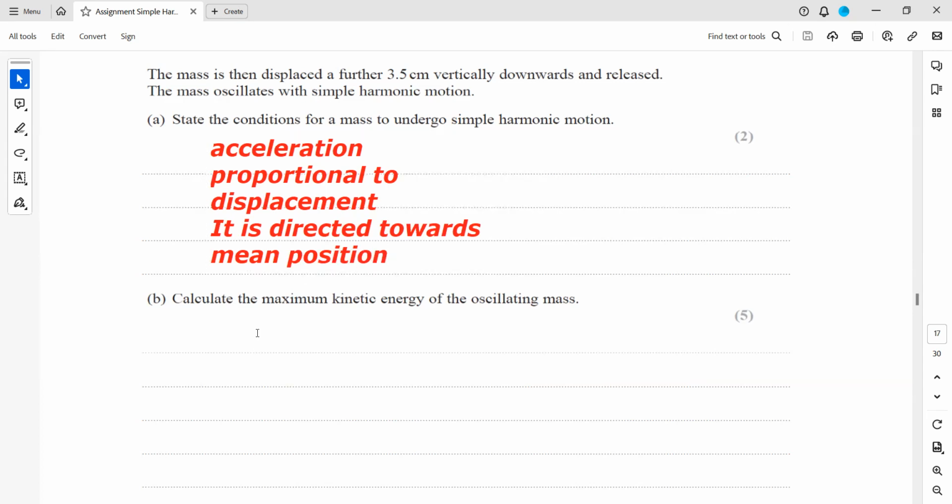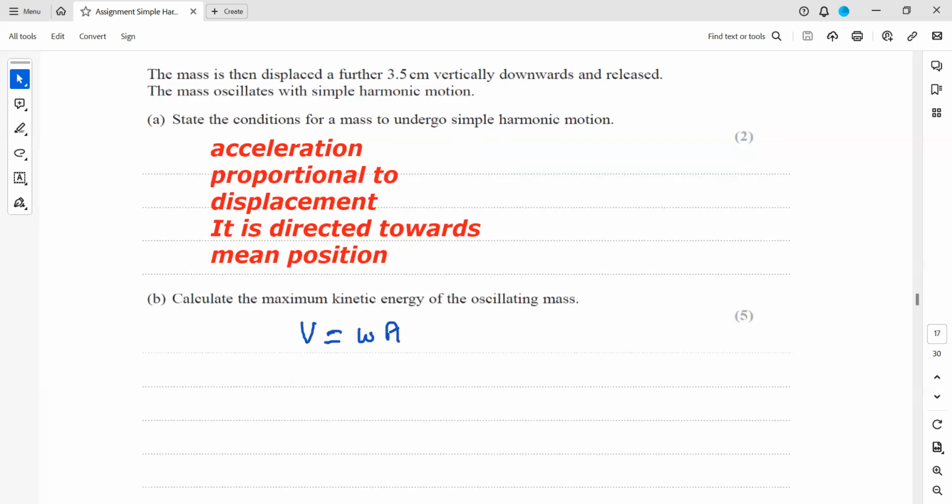Calculate the maximum kinetic energy. How do we work out the maximum kinetic energy? First, you need the speed, and from the speed you can work out the maximum kinetic energy. How can you work out the speed? You have the formula, because we need the maximum speed. So maximum speed is omega A.